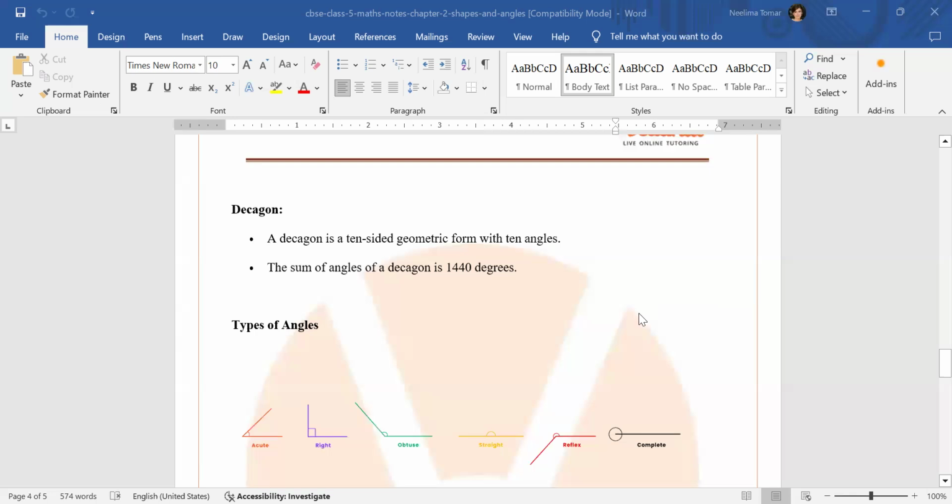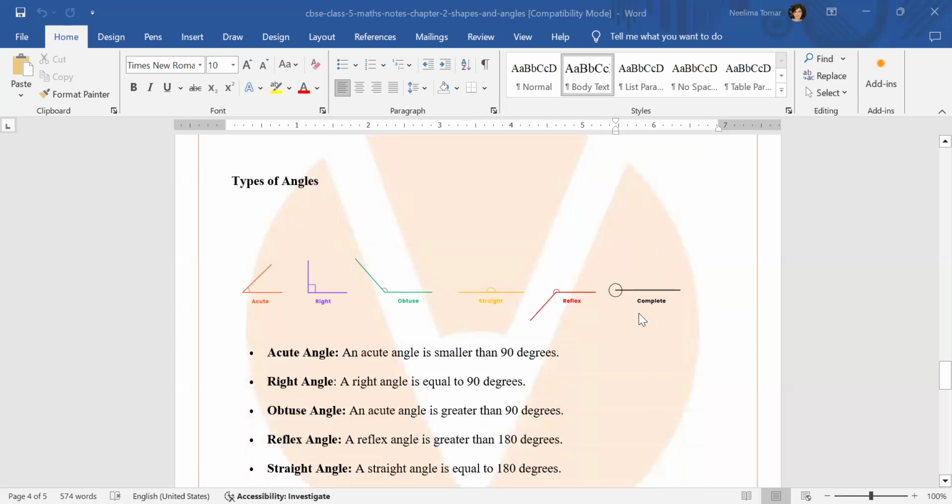And the last one is the decagon. A decagon is a 10-sided geometric form with 10 angles. As the name suggests, a decagon is made up of 10 sides or 10 lines, and the sum of angles of a decagon is 1440 degrees.